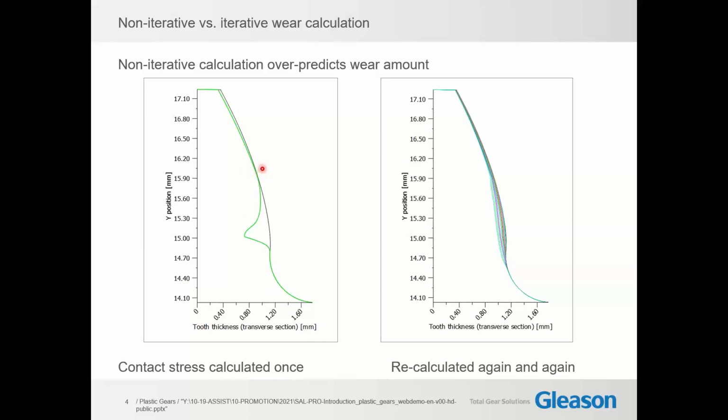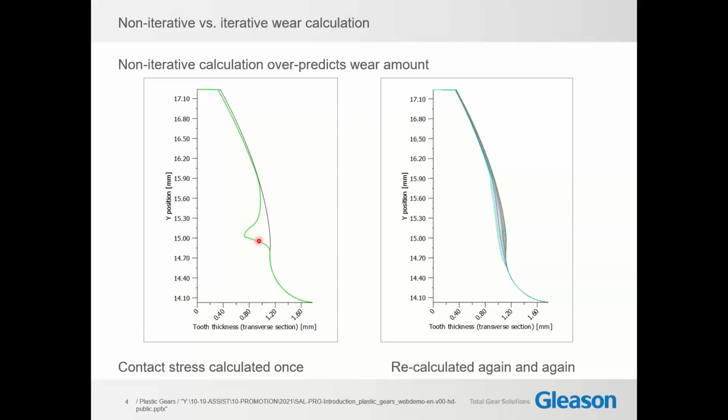Around the pitch point, the wear is near zero because there is no sliding. Gears are rolling only. Therefore, theoretically, there's no wear. And on the tip side, there is less wear. But this is not true. It doesn't comply with experience, this shape.